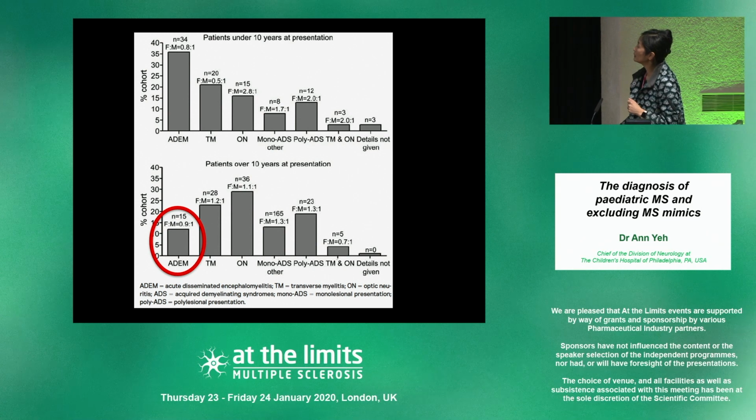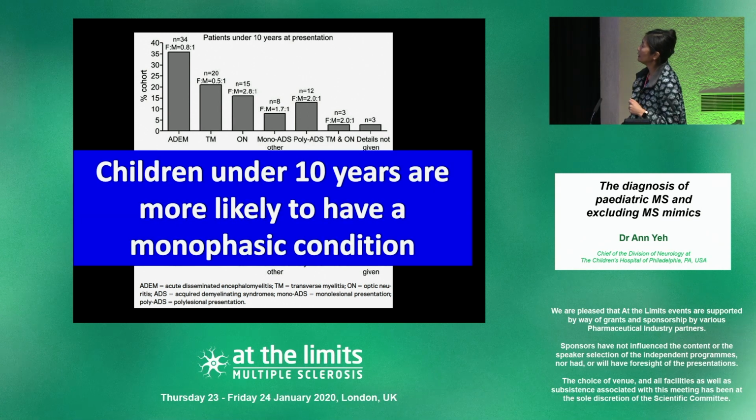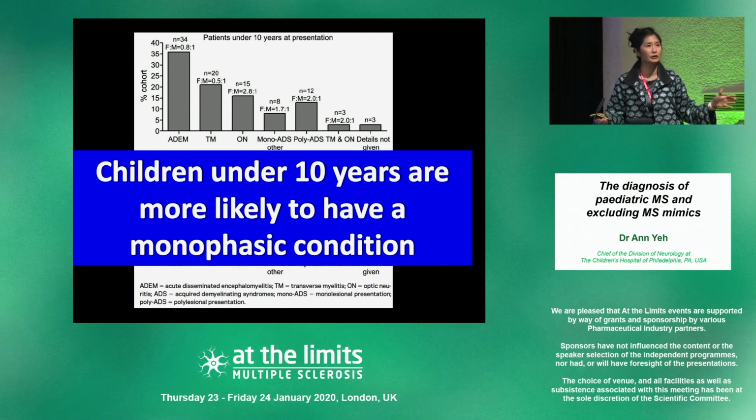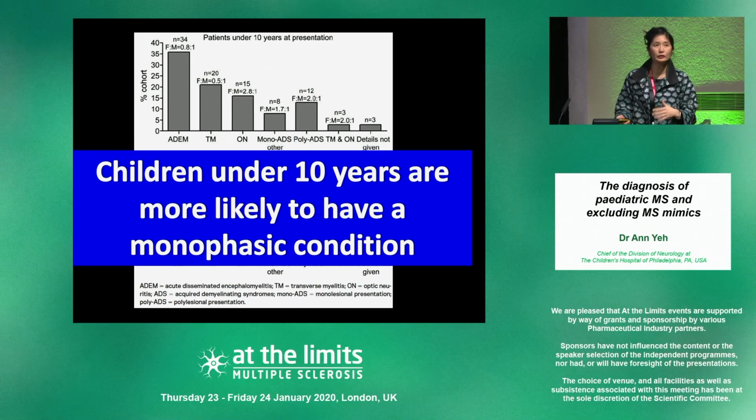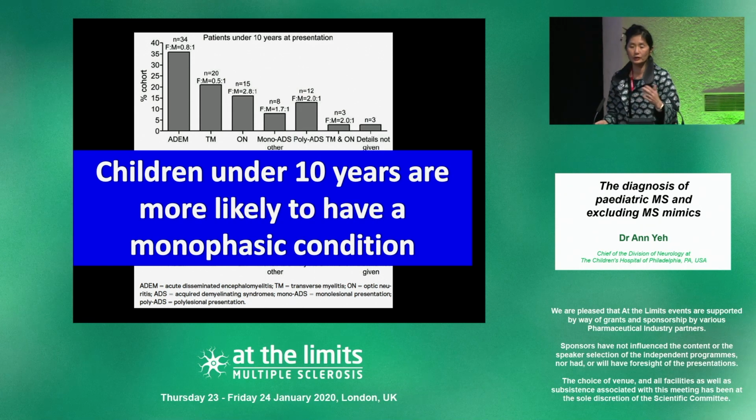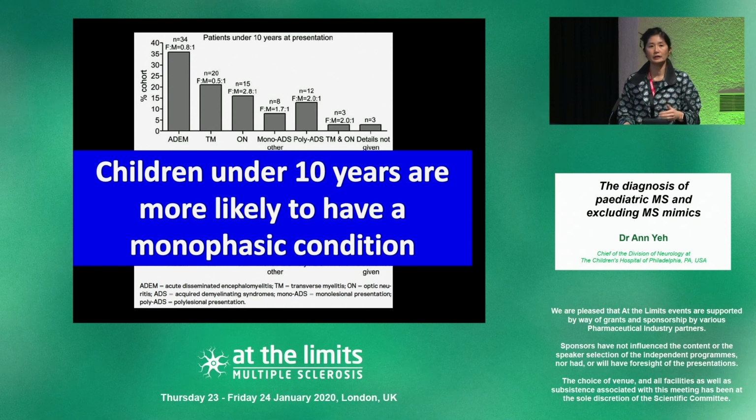Okay. I'm trying to advance. Okay. So remember this. If you see children, and how many of you actually see children? Okay, so even if you are adult practitioners, you see children. And so if you have a child that rolls into your clinic or into the emergency room and is under 10 years of age, one of the things that we as child neurologists can sort of take a deep breath and be happy about is that if they look terrible but are under 10, the likelihood that they're going to have a monophasic condition is actually quite high.